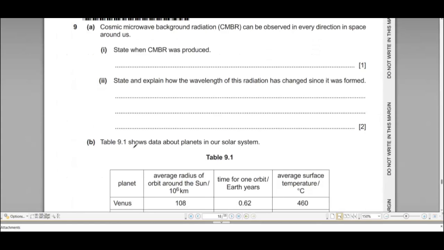Okay, question number 9. Cosmic microwave background radiation, CMBR, can be observed in every direction in space around us. State when CMBR was produced. CMBR was produced when the universe was formed. Obviously.